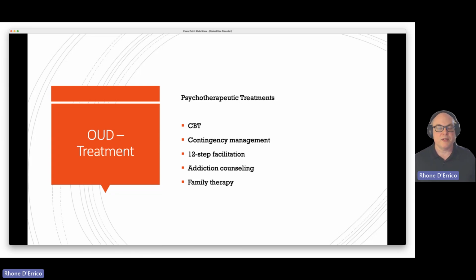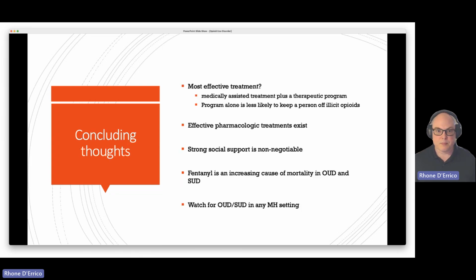We have good 12-step facilitation. This is your classic Alcoholics Anonymous, Narcotics Anonymous, et cetera, proven over many, many years to be effective due to that social interaction aspect, the peer aspect. So being able to talk to someone that's been through OUD is very impactful. Addiction counseling, so one-on-one psychotherapy and counseling geared directly towards addiction, is hugely effective and very important. And then family therapy, because these problems don't just arise out of nowhere. They come in the context of family issues, et cetera.